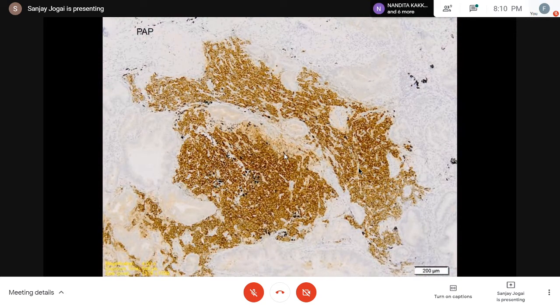Yes, so your point is very valid. Some centers do have napsin. We don't have napsin within our department. And in so many years, we have seen that TTF1 and the clinical picture plus CK7 more or less clinches it.